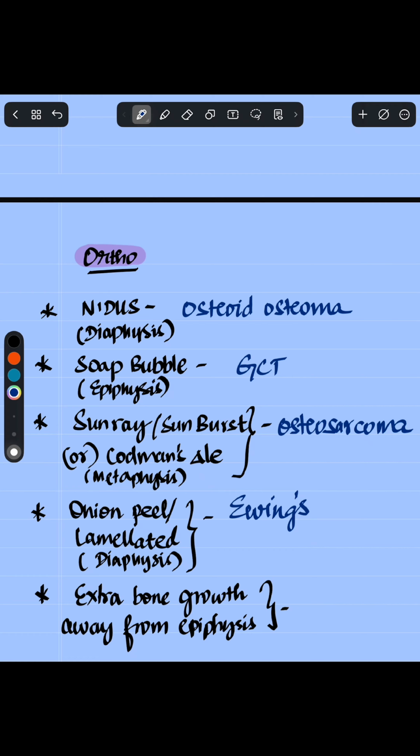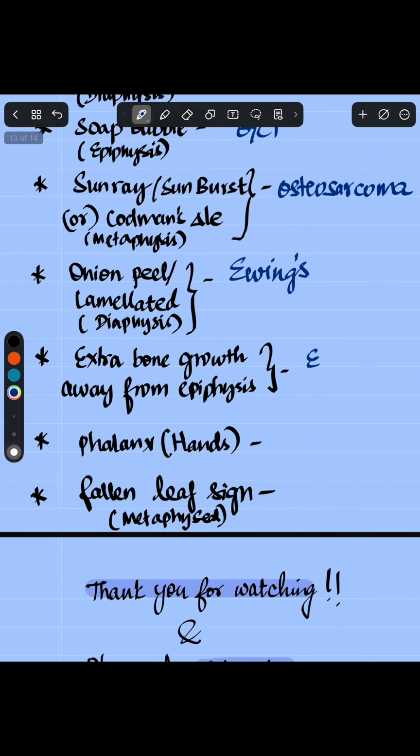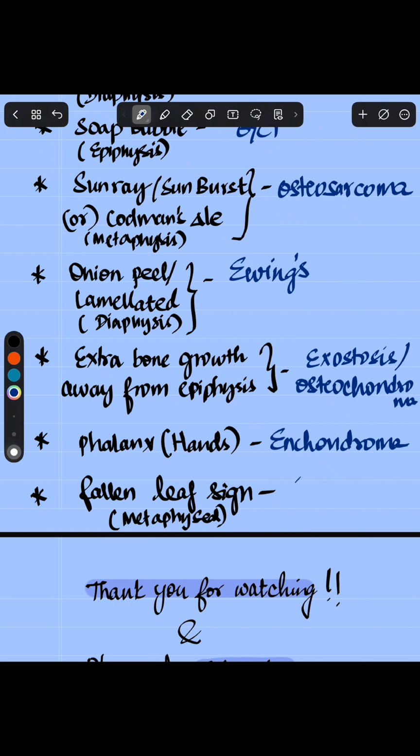If you see extra bone growth away from the epiphysis, it's called exostosis, also called osteochondroma. If you see the phalanx of hands, or if you see any foot picture and it's about bone tumor, it's of course going to be enchondroma. Fallen leaf sign in metaphyseal region, it is simple bone cyst.